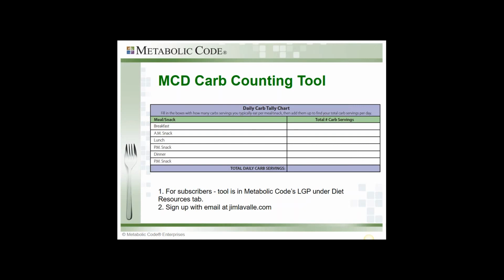So total it all up: how many do you take in a typical day? On average, it's really common to get in a good 10, 12, 14 servings a day. But this brings the awareness, and it's a great tool to use. What I like to do is keep copies of it sitting out in our lobby, so when people are sitting there waiting, they can pick it up and go through the exercise. So it's available as a tool that we offer. It's on our lifestyle guidance portal. For those of you that are already Metabolic Code subscribers, it's under the Diet Resources tab.